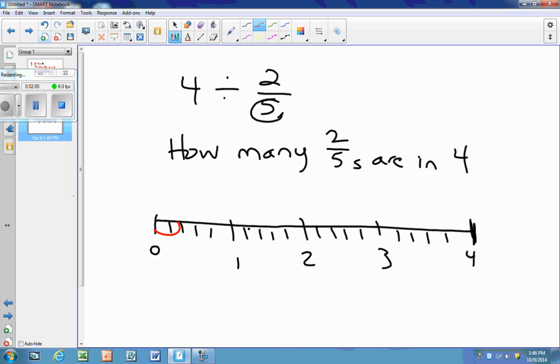So this is going to be one set. Count another 2/5, that's another set. Another 2/5, that's 3 sets. Another 2/5, 4 sets. 5. Just keep counting groups of 2/5 because that's what we're looking for. And then go back now, let's count. We have 1, 2, 3, 4, 5, 6, 7, 8, 9, and 10. There are 10 2/5 in 4.